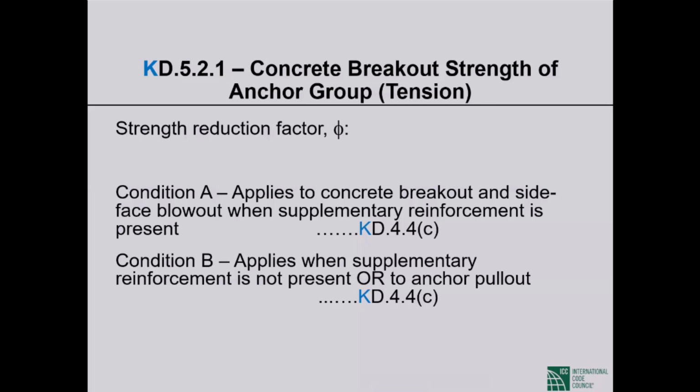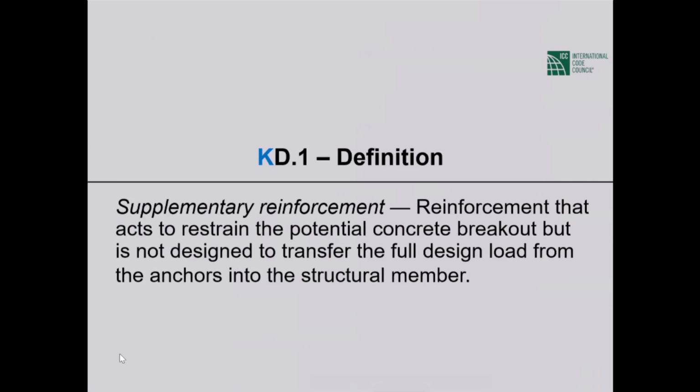In this case of breakout in tension, there are 2 conditions that are set up. Condition A applies for concrete breakout and side face blowout when supplementary reinforcement is present. If there is no supplementary reinforcement, then for concrete breakout and side face blowout, it is condition B. And irrespective of supplementary reinforcement, when we are considering concrete pullout, it is condition B, which gives you a lower phi factor.